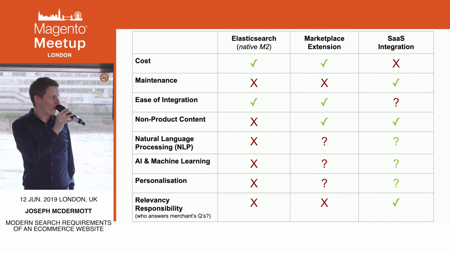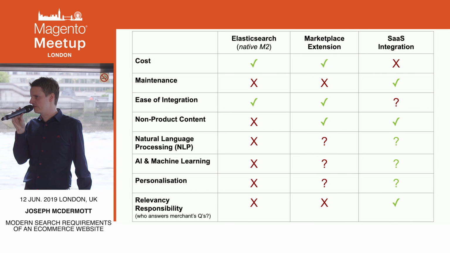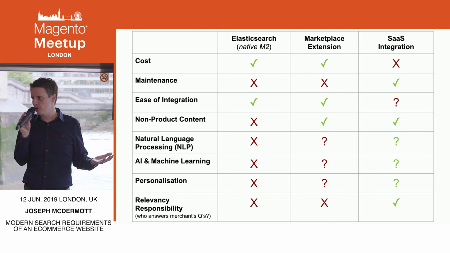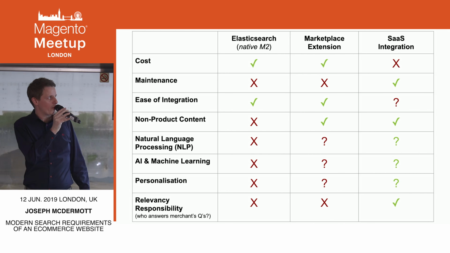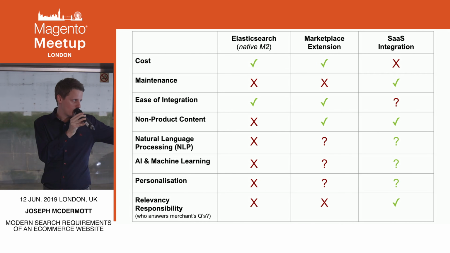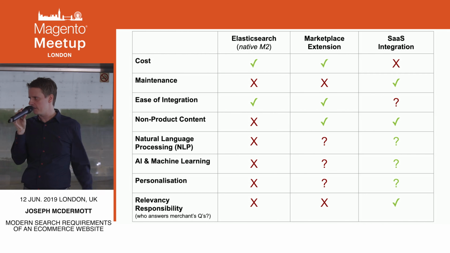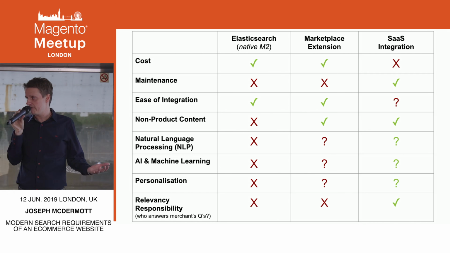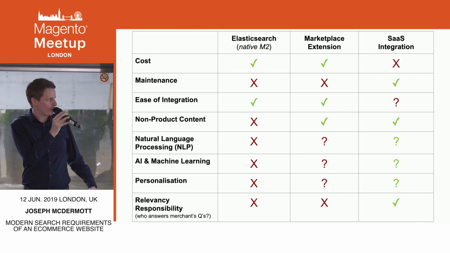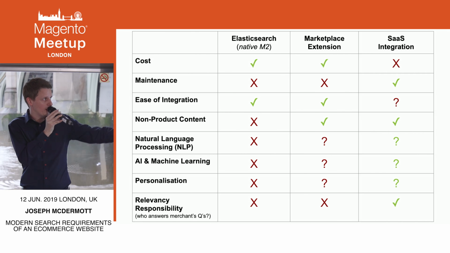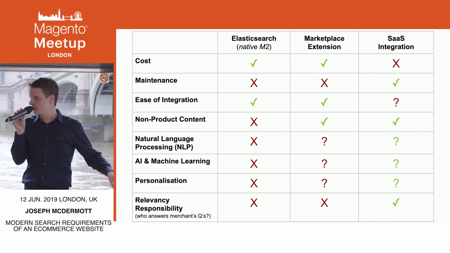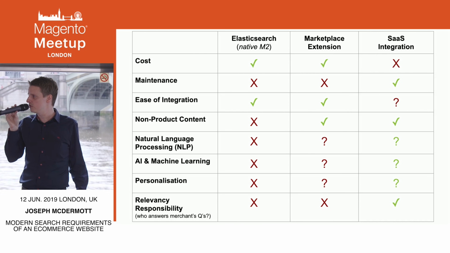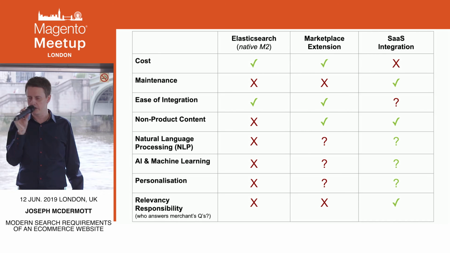Elasticsearch, you can see straight away, doesn't really give you that much in terms of advanced features. It's good for some people, but it doesn't give you anything like NLP or AI. Same with marketplace extensions. The red question mark means it's unlikely to find in a marketplace extension, but you might find some that do give it. And similarly with the SaaS integrations, not all SaaS integrations give you all of these features. So it really depends what's important to you and your clients or you as a merchant.